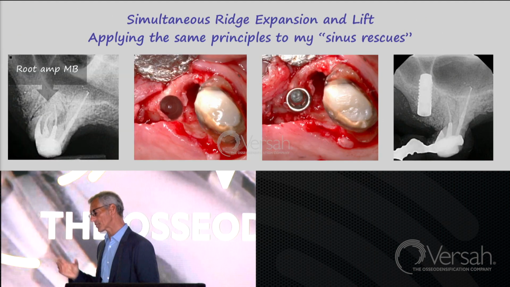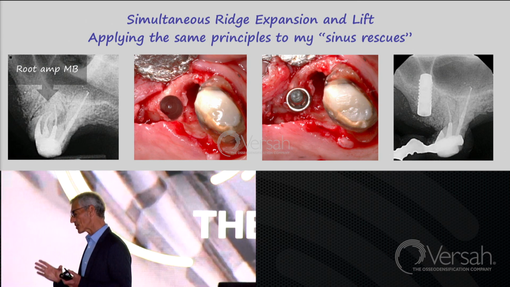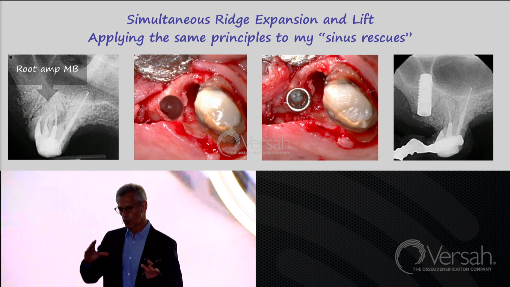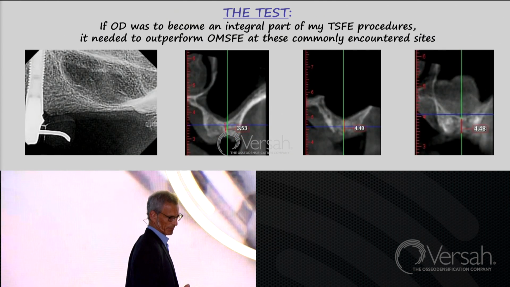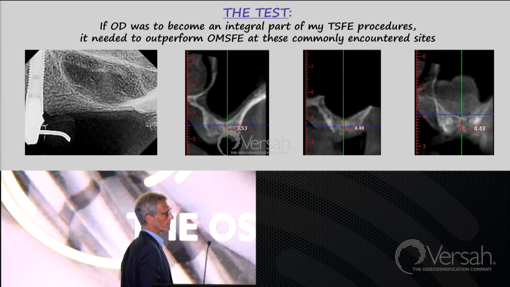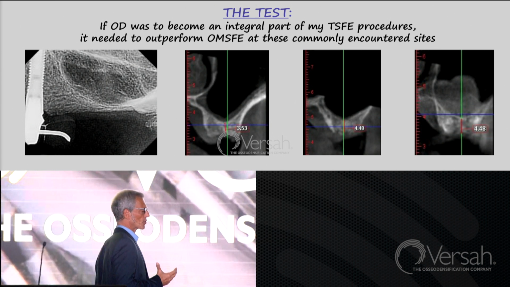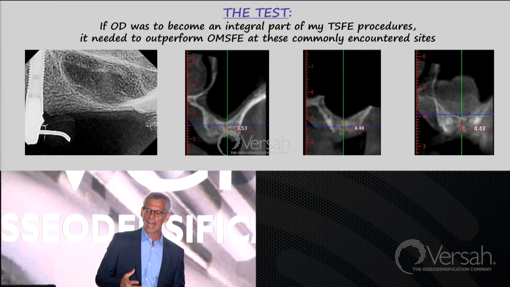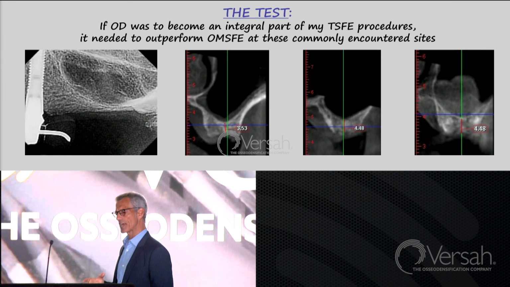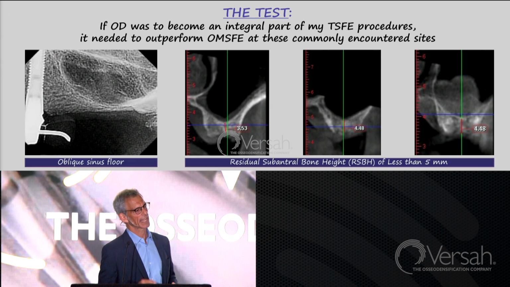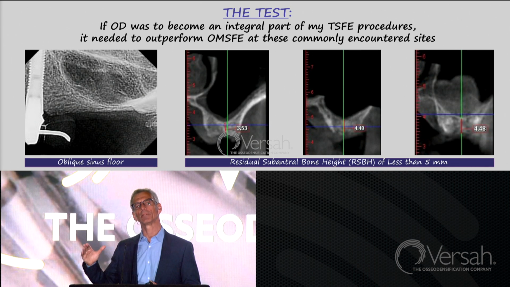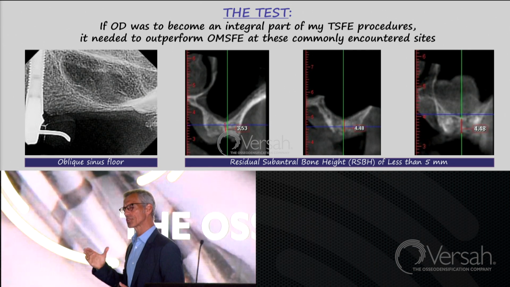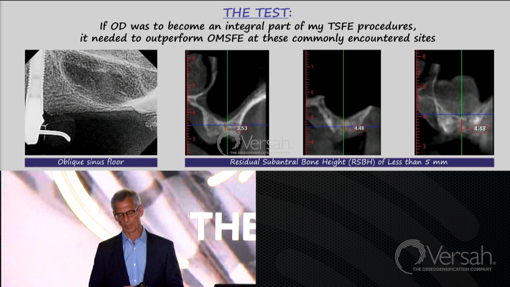So what I'm basically doing is I'm applying the same principles that we use in ridge expansion and lift to the sinus cavity. But the true test for me, if Arbors were going to replace osteotomes for me, I needed to know that they could handle the work day in, day out in the complicated cases I see most frequently. And those are the oblique sinus floor and areas where I have subantral bone height less than 5 millimeters.